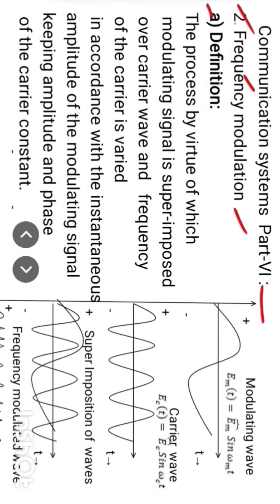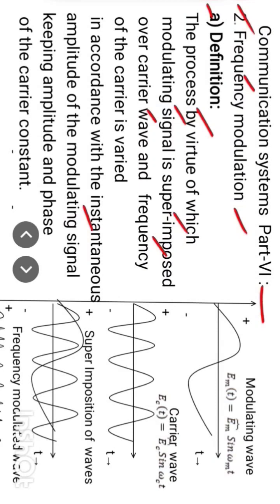Let us define frequency modulation: the process by virtue of which modulating signal is superimposed over carrier wave and frequency of the carrier is varied in accordance with the instantaneous amplitude of modulating signal, keeping amplitude and phase of the carrier constant, is defined as frequency modulation.